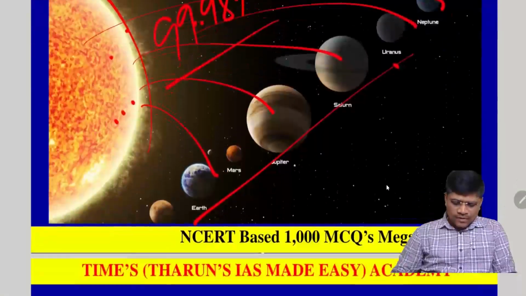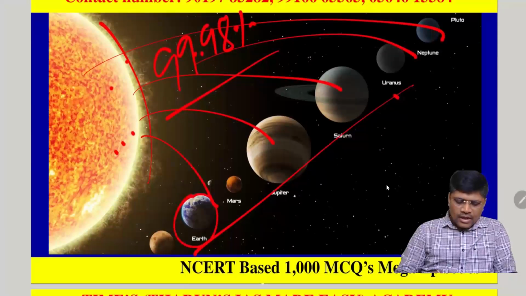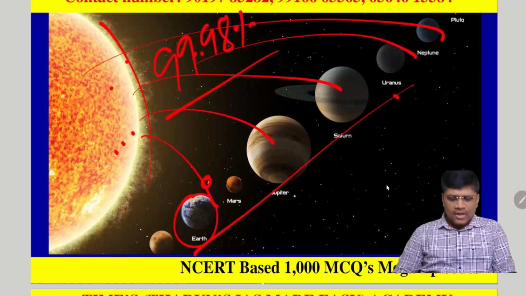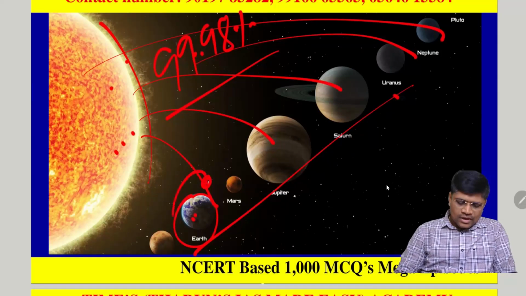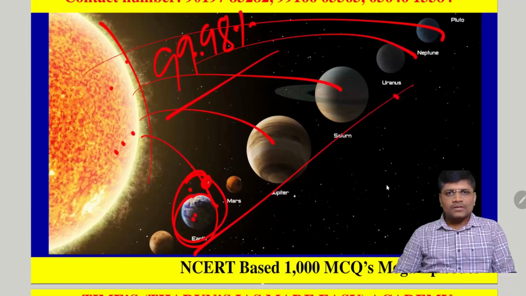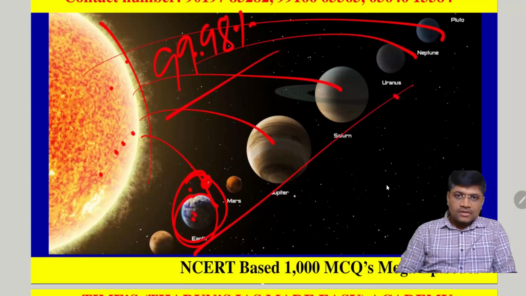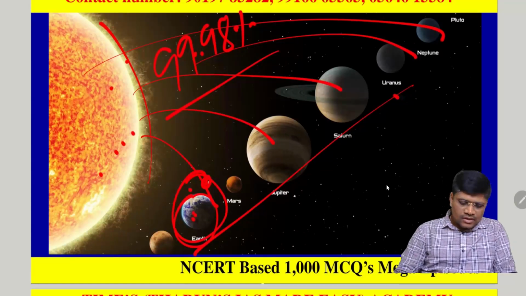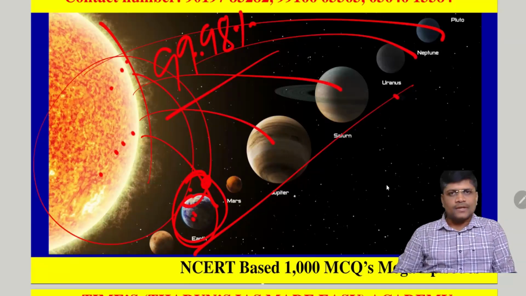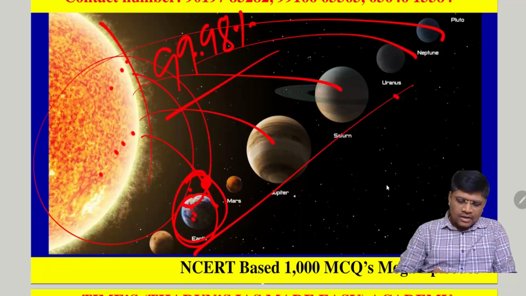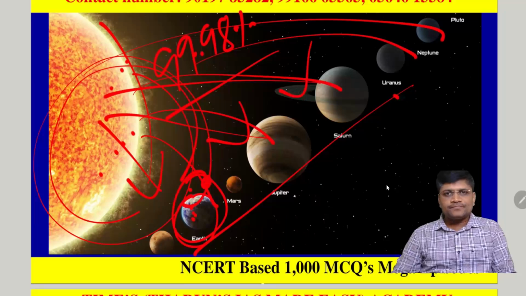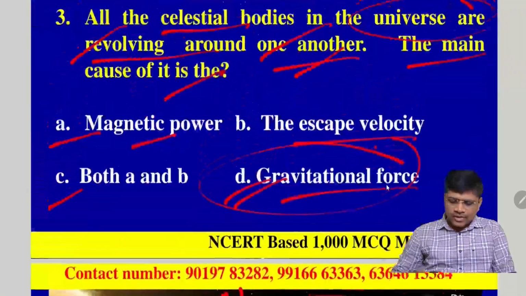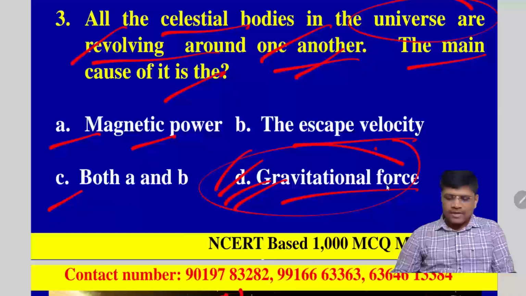Earth-like planets have satellites like the moon. Compared to Earth, the Moon is very small in size. That's why the Moon is under the gravitational influence of the Earth. Compared to the Sun, Earth is very small in size. That's why Earth is under the gravitational influence of the Sun. So Earth and all the planets are revolving around the Sun because of the gravitational influence exerted by the Sun on each planet. Clear? So that is the meaning of gravitational force. Clear?